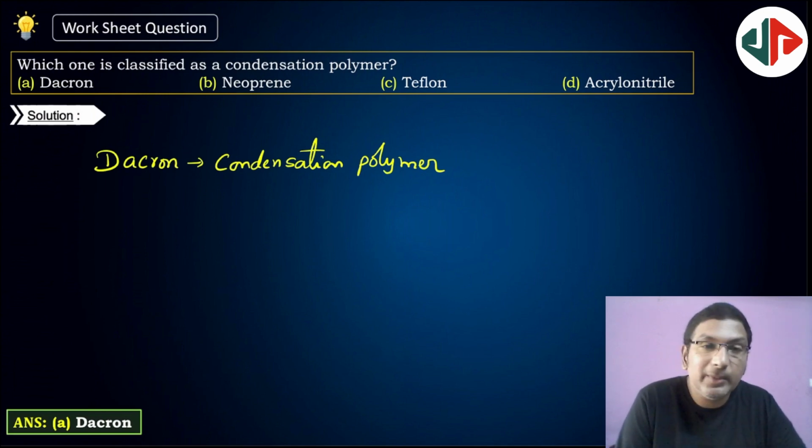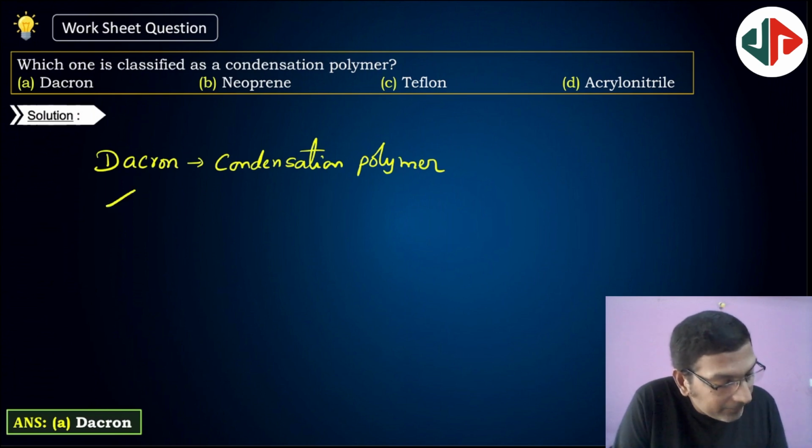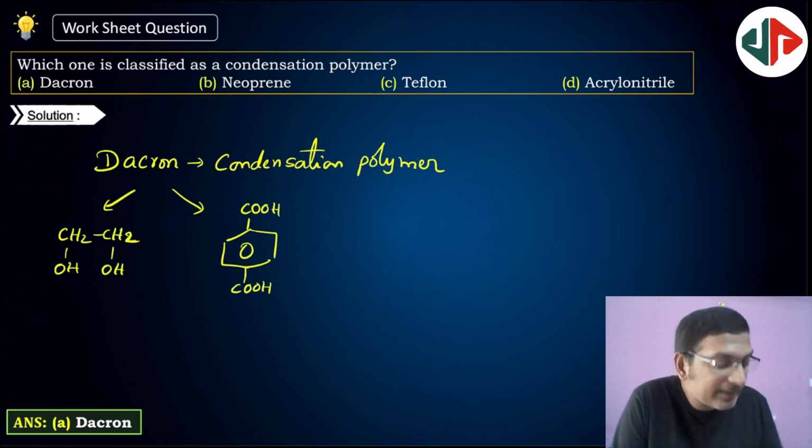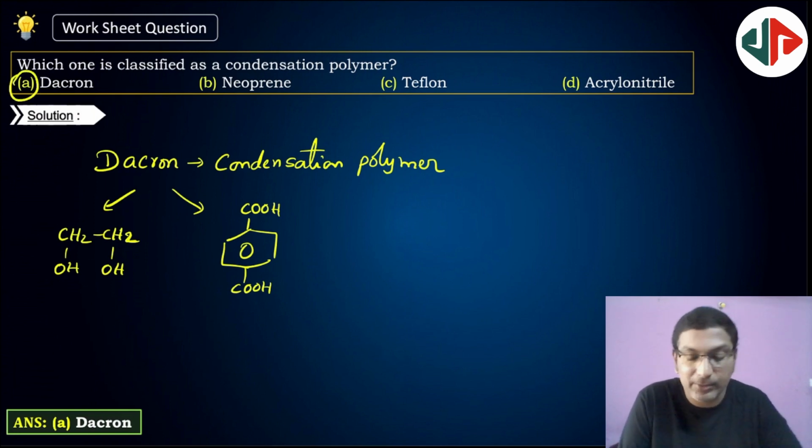It is a polymer of ethylene glycol and terephthalic acid. These are the monomers of terylene or Dacron, which is condensation due to the presence of functional groups. Next.